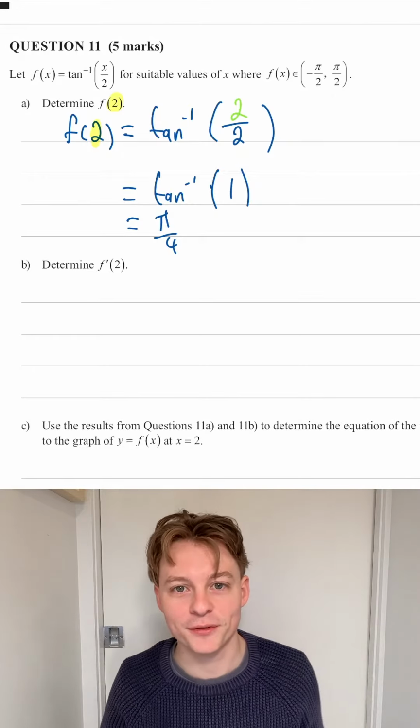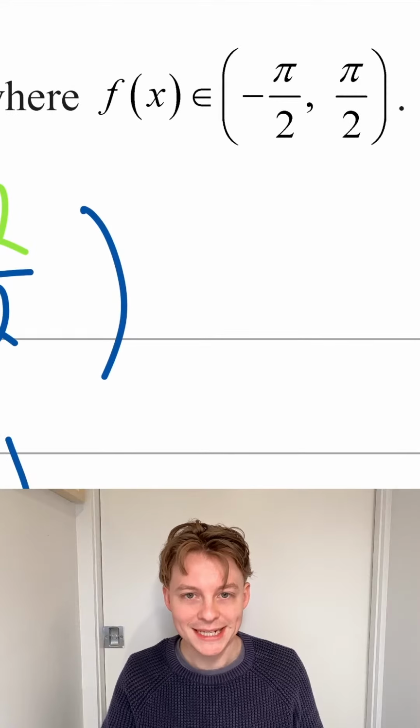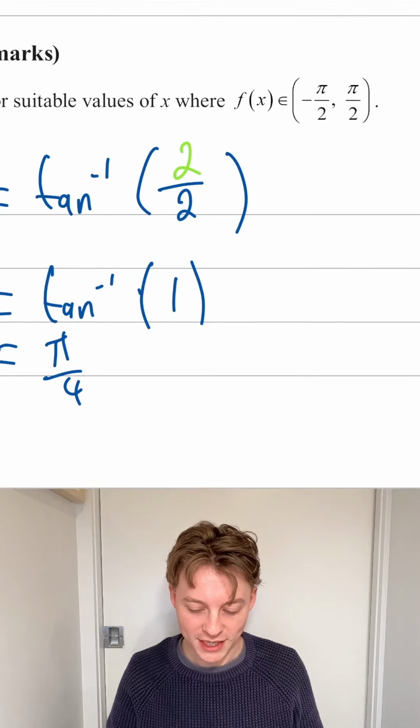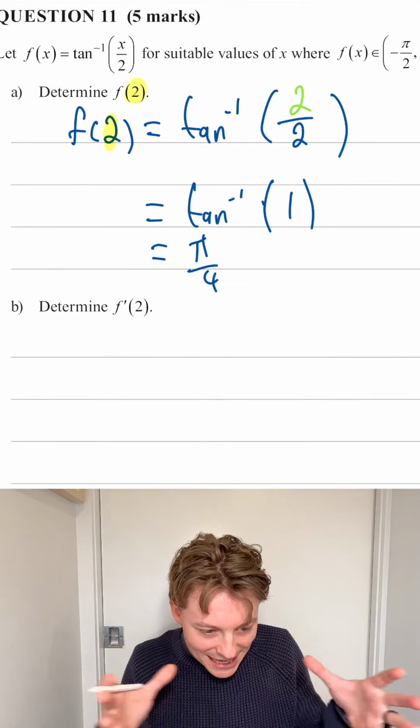We get an answer of pi on 4, and if we have a look, the value of my function should be between negative pi on 2 and pi on 2. Well, a quarter fits perfectly between minus a half and a half. So everything's kind of working out.